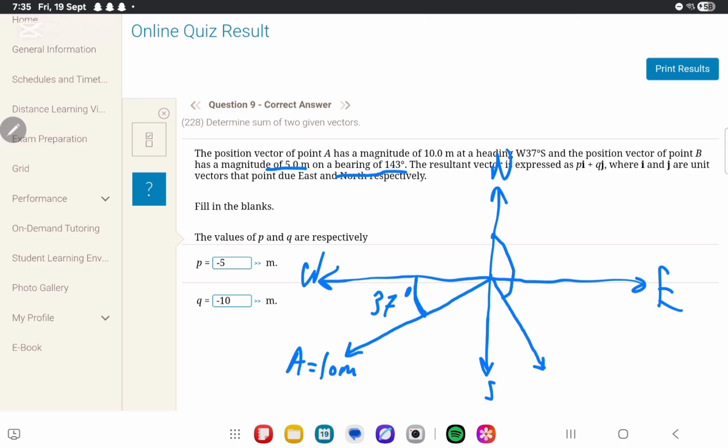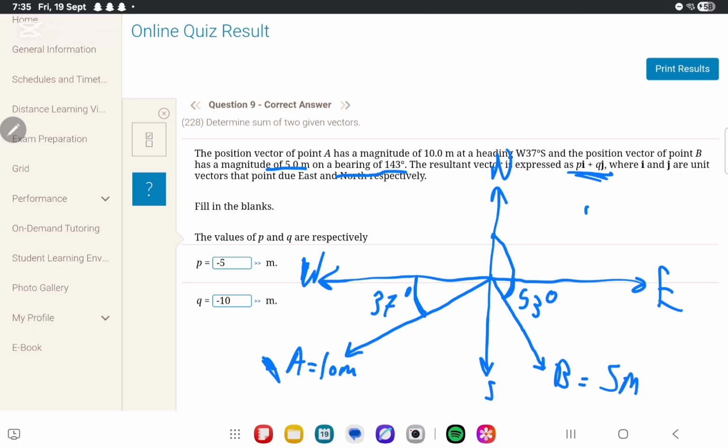Okay, so this angle here is going to be 143 minus 90, which is 53 degrees. So this part here is 53 degrees. Okay, so they want the resultant vector. Now, the resultant vector, we're going to have to find in Cartesian notation. So we're going to have to find this vector first in Cartesian notation, vector A, and then vector B in Cartesian notation. So how do we do this?